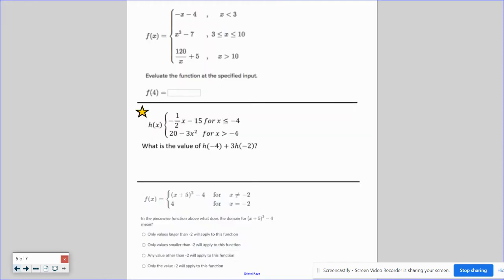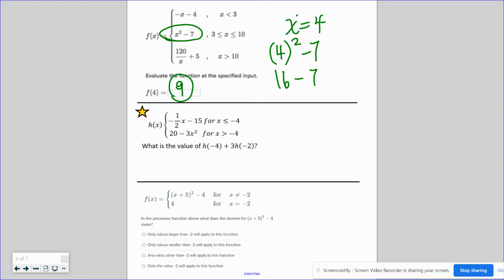Ready? All right, so we're going to evaluate the function at the specified input of 4. So what works for x equals 4? Looking at our domains, is 4 less than 3? It is not. Does 4 fall between 3 and 10? It does. Let's just make sure. Is 4 greater than 10? It is not. So we are going to use our second function because 4 does fall between 3 and 10. And we're going to plug it in. So 4 squared minus 7. 4 squared is 4 times 4, which is 16, minus 7. So our answer is going to be 9.